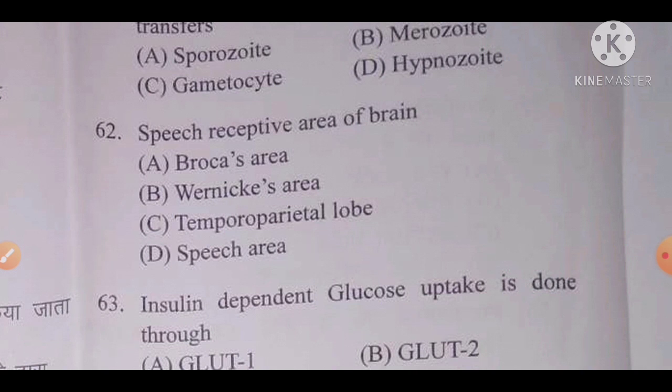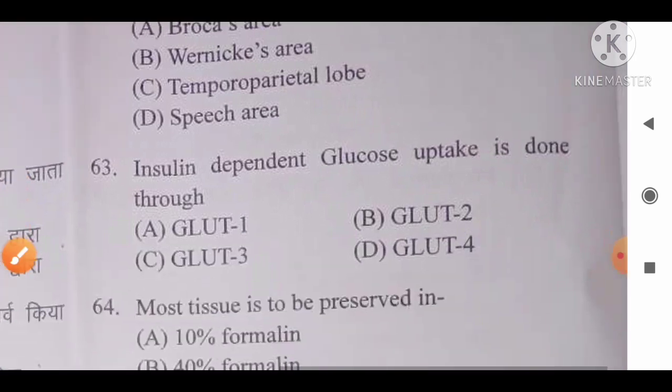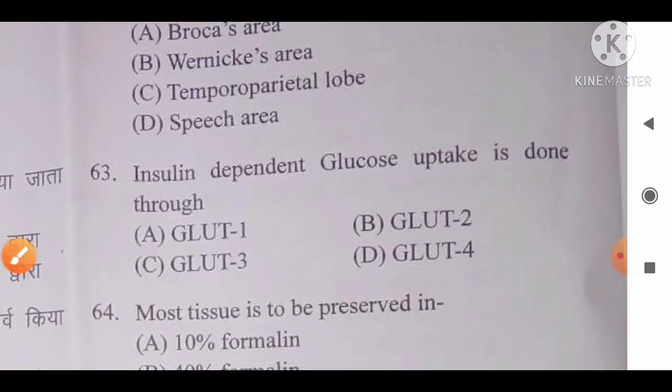So from the given information, we can say it is Wernicke's area. Option B is the area that is the speech receptive area of the brain. So option B will be the correct answer for this question. Move to the next question number 63.